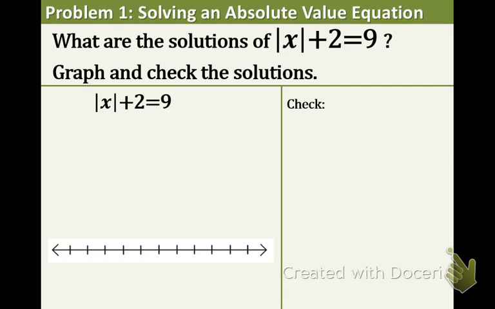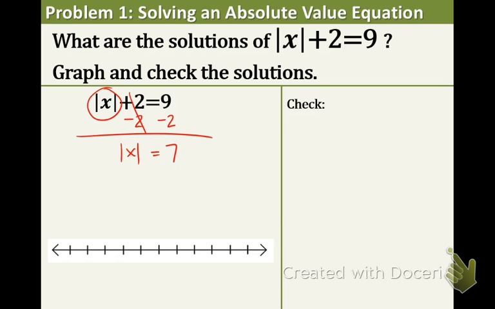Example 1, what are the solutions of absolute value of x plus 2 equals 9? Well, in step 1, you just wrote in your first bullet point that we need to isolate the absolute value expression. This is the absolute value expression right there. So we need to get it all by itself on the left side. So we're going to subtract 2 from both sides, opposite operations. Absolute value of x equals 7.